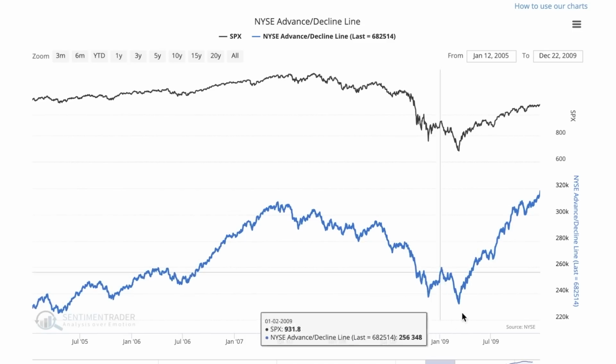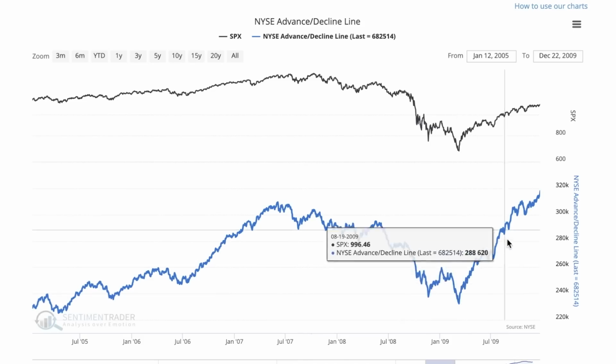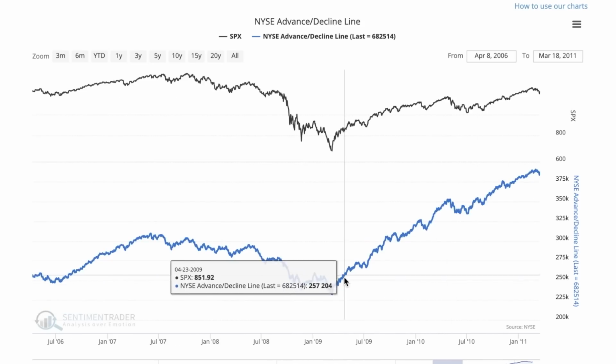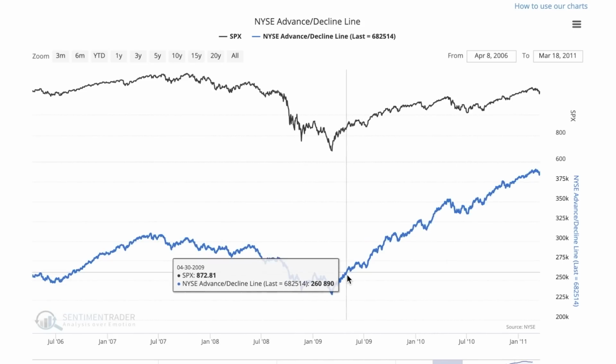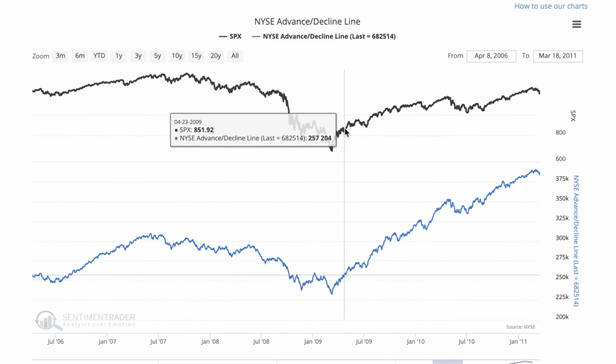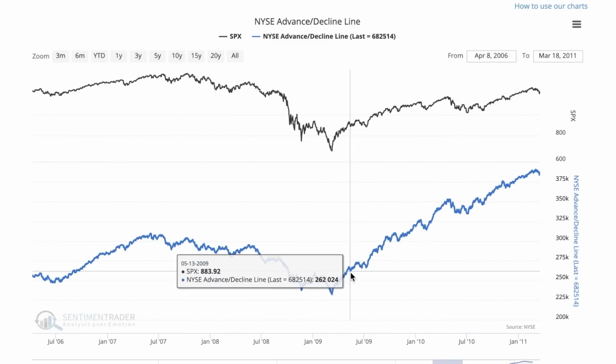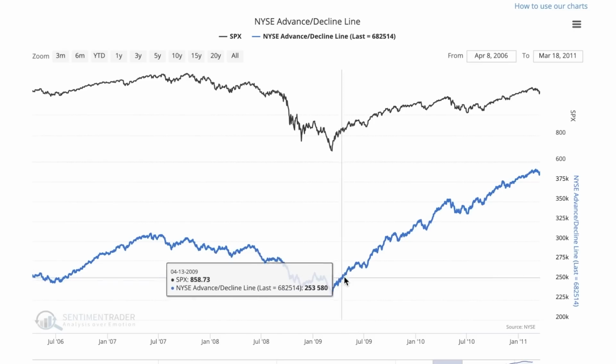But then look at what happened here throughout this period in 2009. You can see here, first of all, in May of 2009, look at what's happening to the advanced decline line. It's taking out that high right here while the market is still below that previous high. So showing you there's a lot of underlying strength in the market.